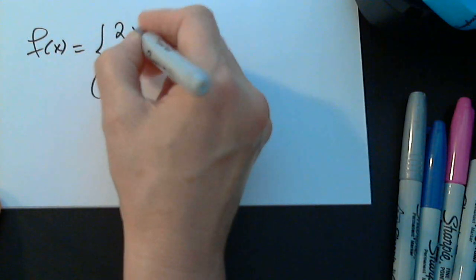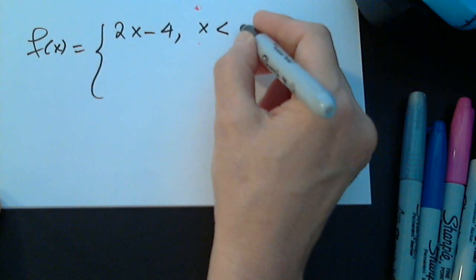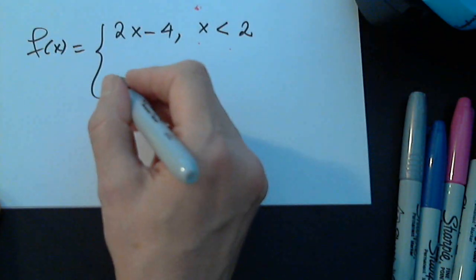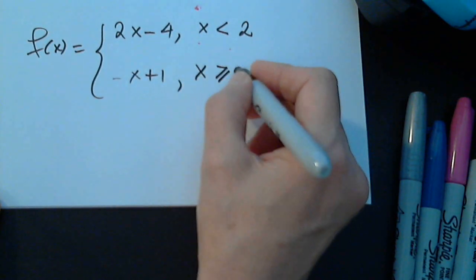So now we're going to look at an example. We're going to evaluate it and graph it. So I'm going to make one up. Let's say 2x minus 4, for x less than 2, and let's say negative x plus 1 for x greater than or equal to 2.